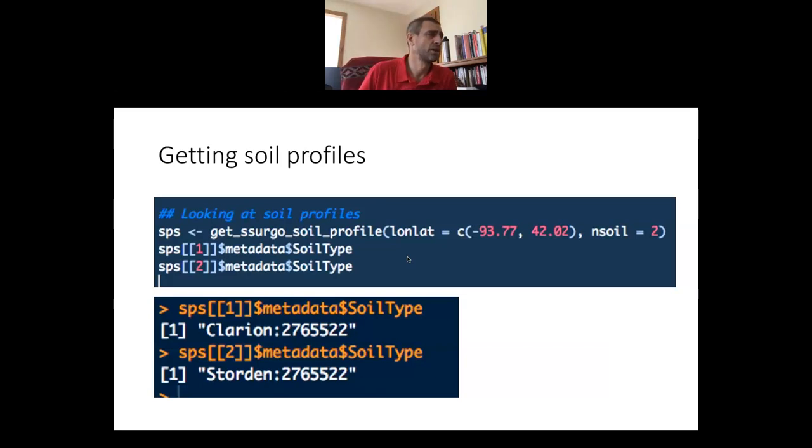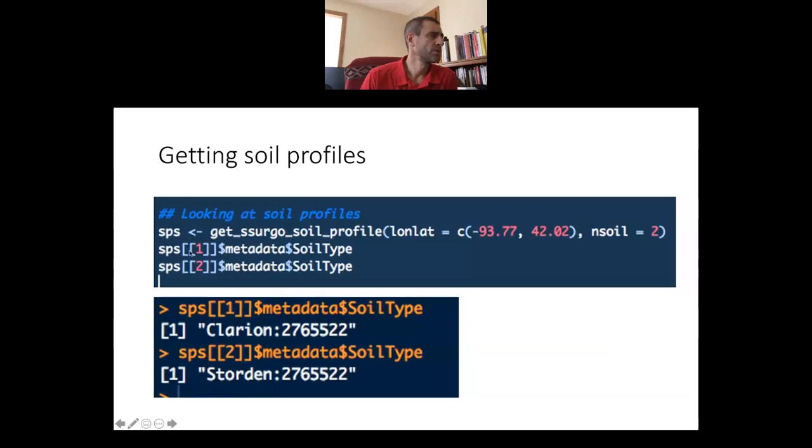But this function, get_Surgo_soil_profile, creates an object which is specifically tailored for APSIM needs. And here, notice that I asked for a single point. Within that single point, we're going to have just one map unit, but I can ask if there are one or more soils within that map unit. And here I'm asking for just 2 soils. And there could be more potentially within that polygon.